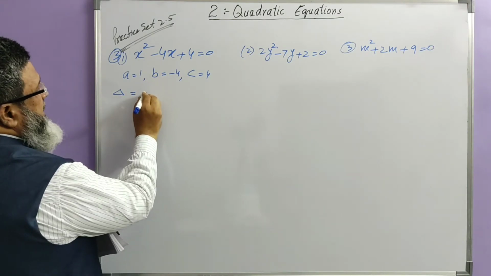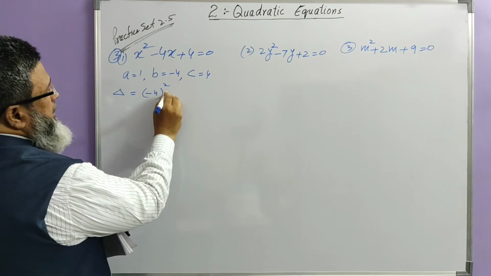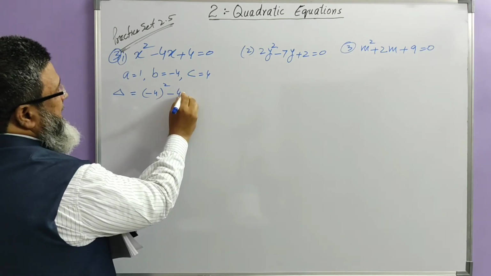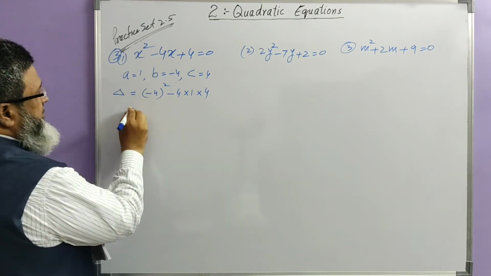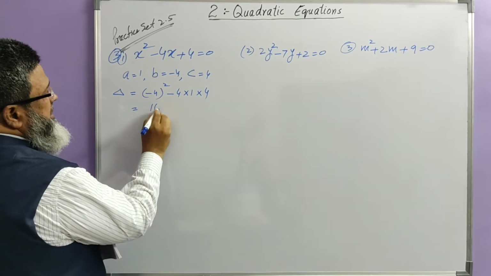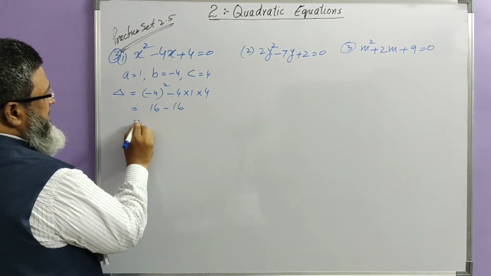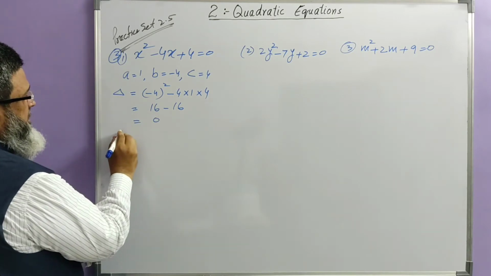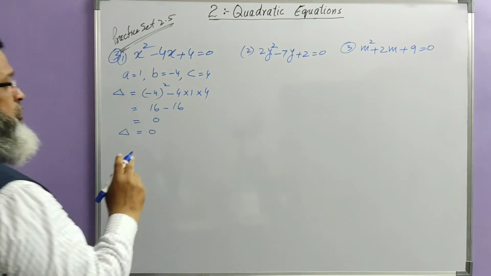So b square is minus 4 square, minus 4 into a into c, which is 4. So minus 4 square is 16, minus 4 fours are 16, is equal to 0. So delta is equal to 0.